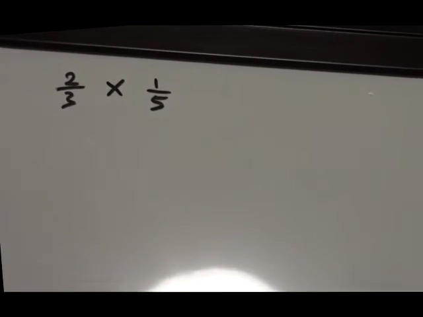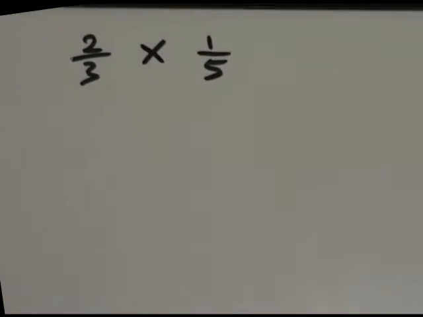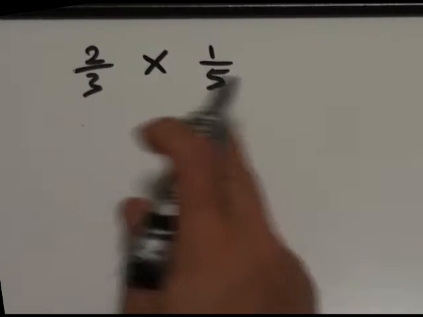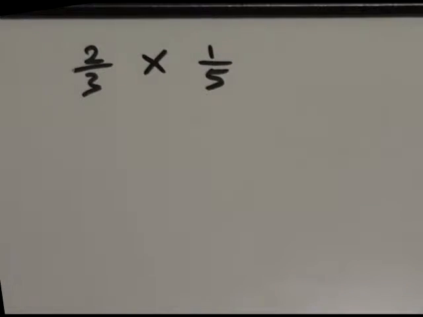Okay, let's do some multiplication of fractions. So here we've got 2/3 times 1/5. How do we do that?